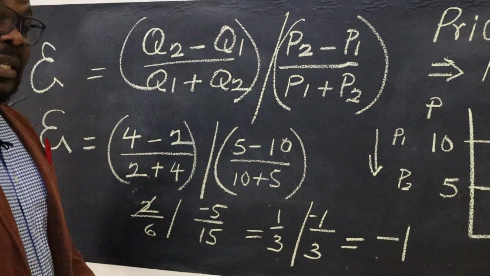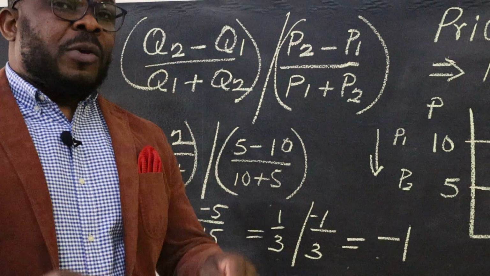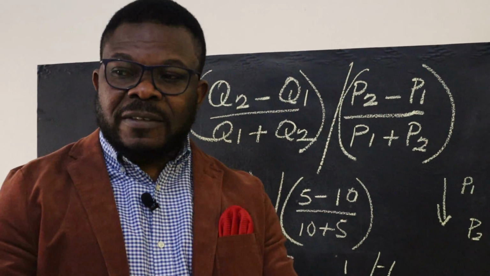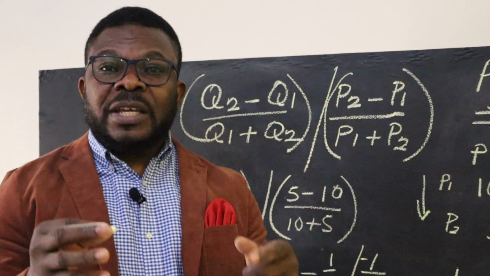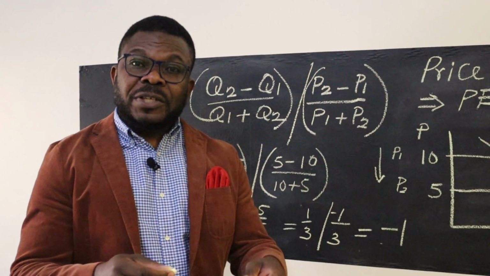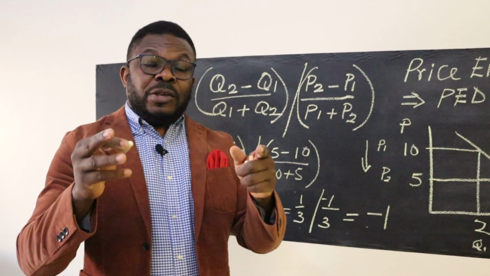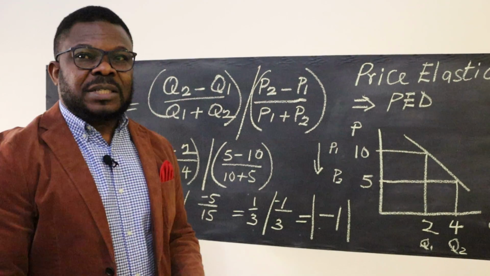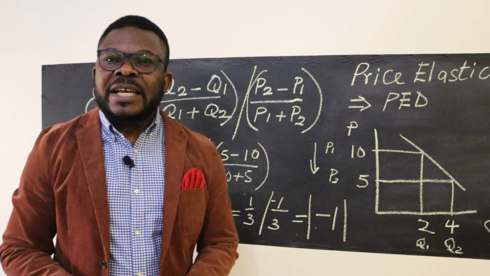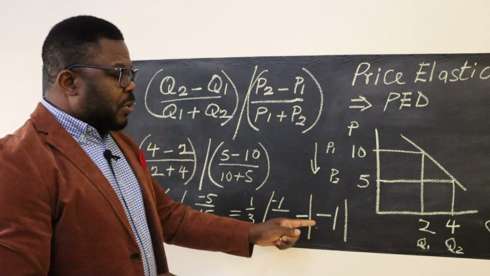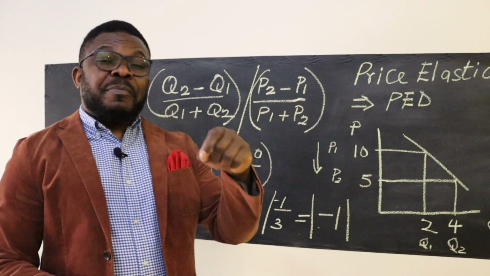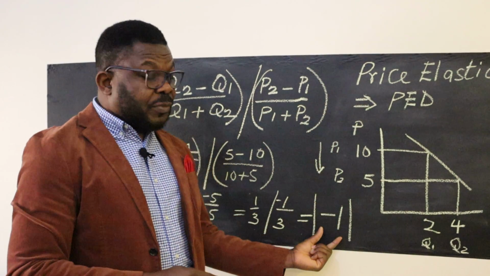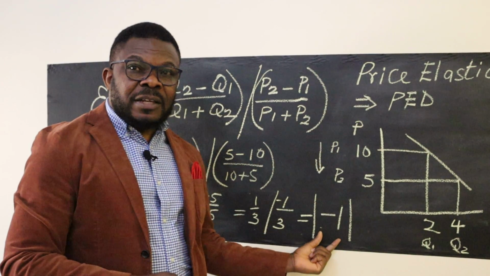That's our answer. But in the calculation of elasticity, we do not take into account the negative sign. That is the rule. In mathematics, you take the absolute value. You can either put 2 lines here to suggest the absolute value, or just get rid of the negative sign. Your answer here, 1, can be interpreted according to the rules of price elasticity of demand as unit elastic.